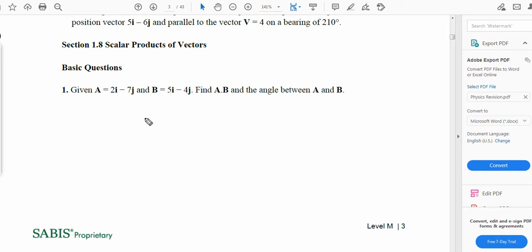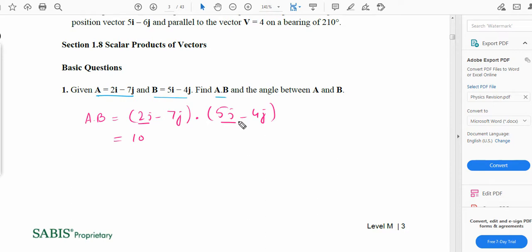Alright, so let's do this question. In this question it says, given vector A and vector B, find A dot B and the angle between A and B. So we have to find out the dot product of vector A and B. So for the dot product, I write it as A dot B equals 2i minus 7j dot 5i minus 4j. And this 2 will be multiplied with 5, so it will become 10.